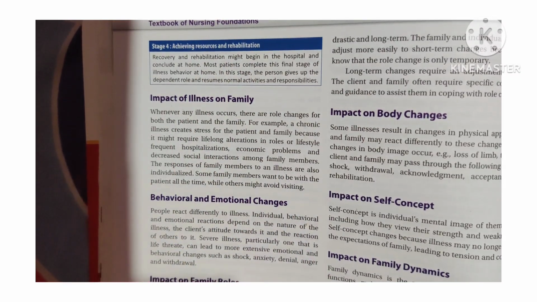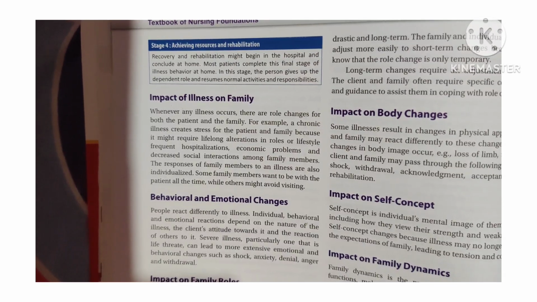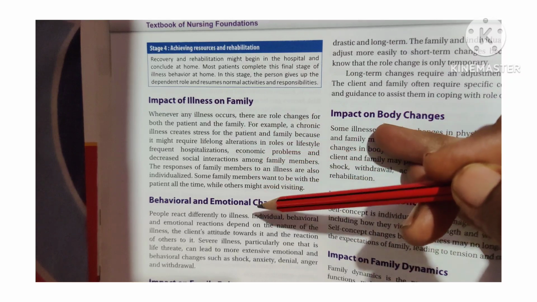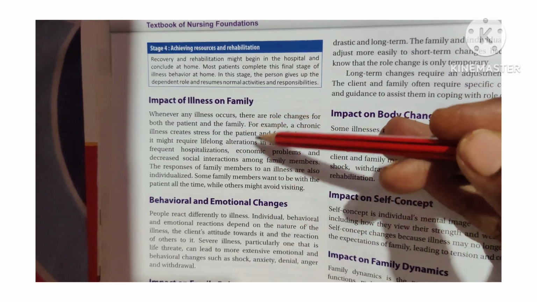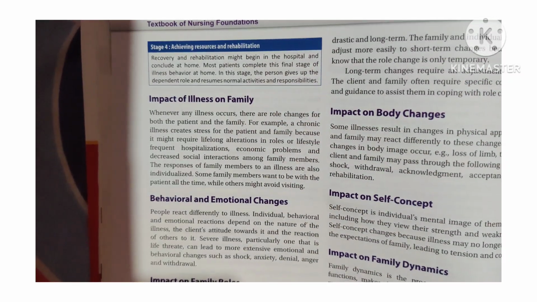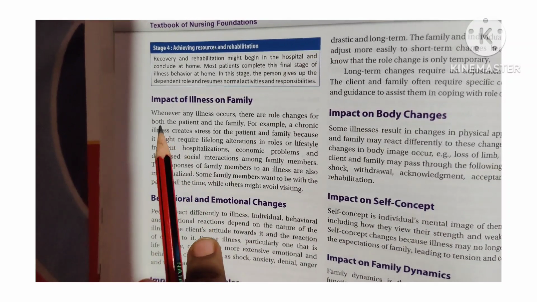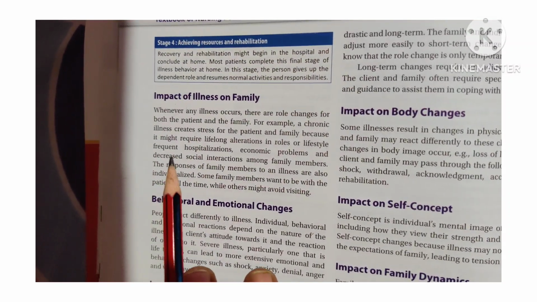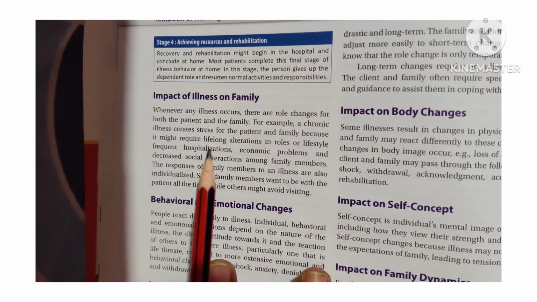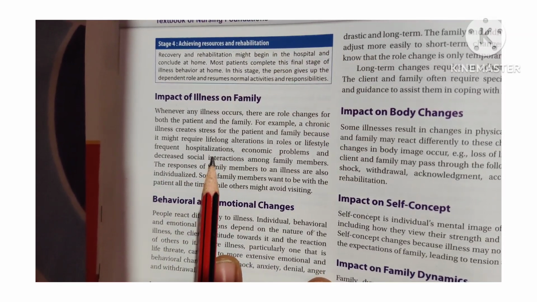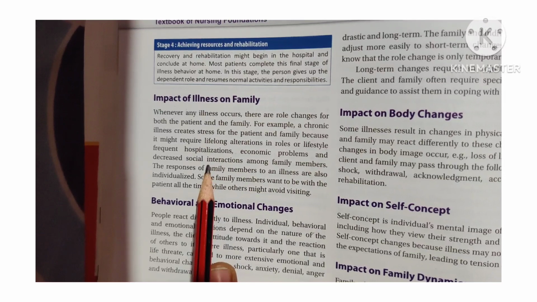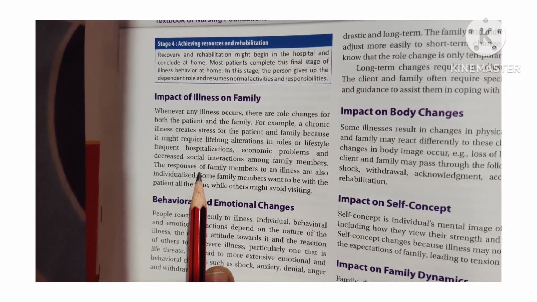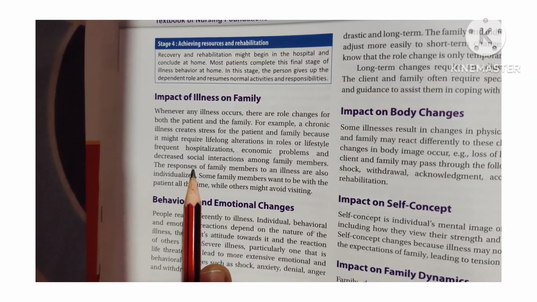So we have seen till now 4 stages of illness behavior. Next is the impact of illness on family. First we saw the impact on the individual or patient. Now how it is going to affect the family members. Whenever a family member has an illness, the whole family gets disturbed. If it is a minor illness, no problem. Suppose it is a chronic illness or major illness, then the caregiver's role strain is also going to be there.